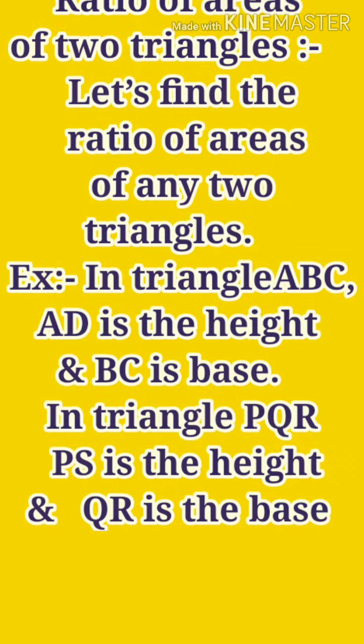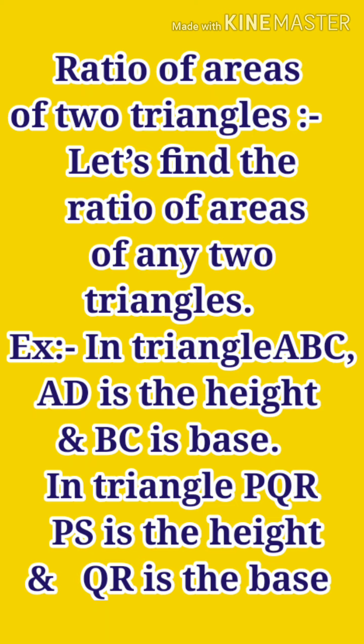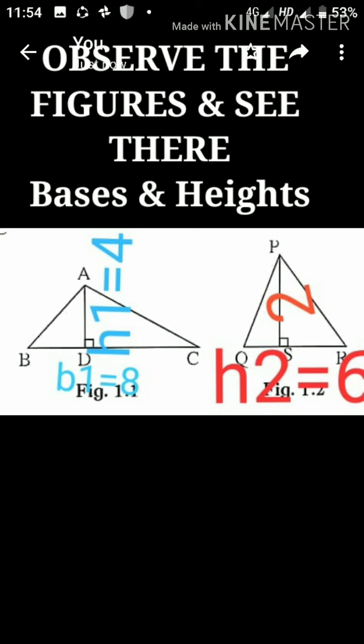Also we consider in this lesson the ratio of areas of two triangles. Let's find the ratio of areas of any two triangles. Consider triangle ABC and triangle PQR. Base for ABC is 8, height for ABC is 4. Also base for triangle PQR is 6 and height for PQR is 2. Now we have to find area of these two triangles.